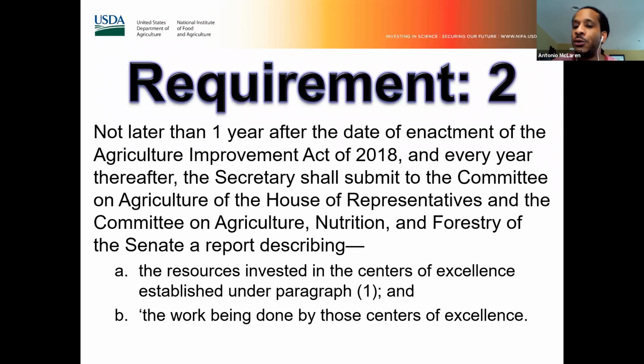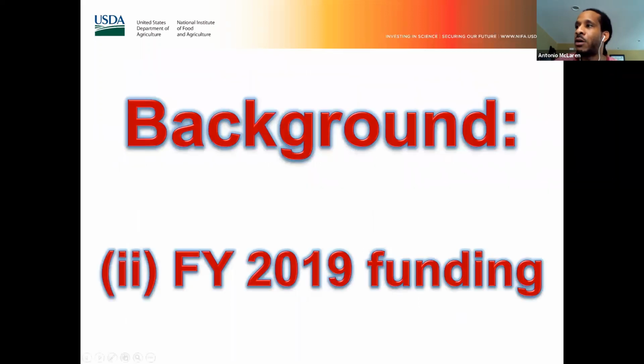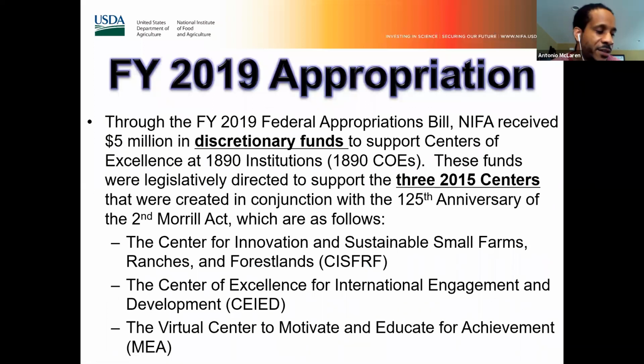Now I'm going to move to the next description in terms of the background. This is really going to emphasize the 2019 federal fund appropriation. So with respect to the appropriation, NIFA received $5 million in discretionary funds to support Centers of Excellence at 1890 institutions, otherwise known as 1890 COEs.